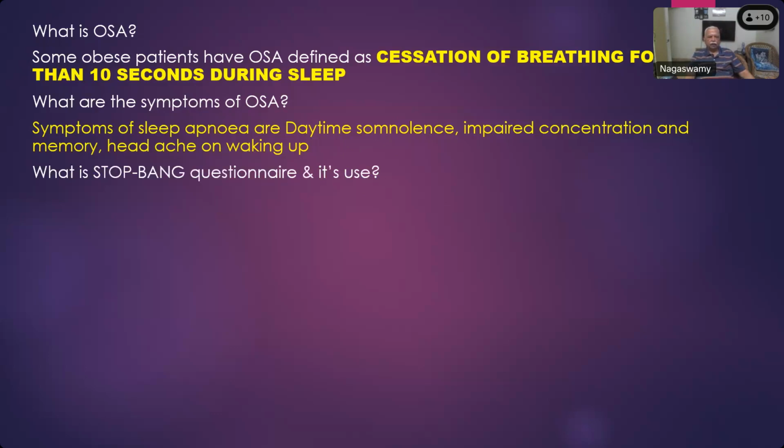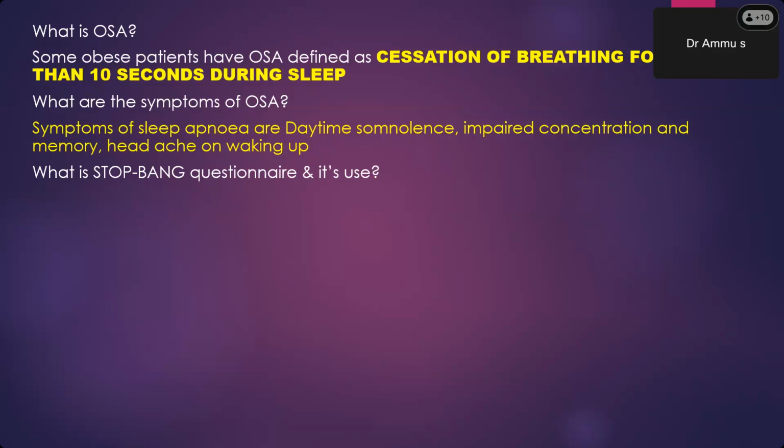Okay? Now, what is the STOP-BANG questionnaire and what is its use? It is used to quantify the grade of OSA. Very good. What are the components of this acronym, STOP-BANG? S for snoring. T for tiredness. O for any observed choking or gasping during the sleep, obstruction. Very good. P for blood pressure, whether they are on treatment for hypertension.